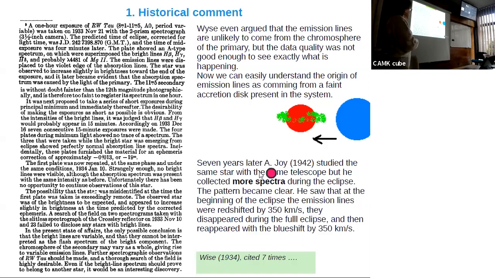This was not totally unnoticed, and a few years later, another guy collected more spectra using the same Lick 3-meter telescope. And he noticed a clear pattern, that he sees emission lines, but before the eclipse, he sees emission lines redshifted, then they disappear, and then they reappear as blueshifted. So we can imagine it like this, that if we have a ring of material, then before the eclipse, we see everything, but then the emission is too bright, but if the star moves and hides part, then we see emission lines only from that part. And later after the eclipse, only from that part.